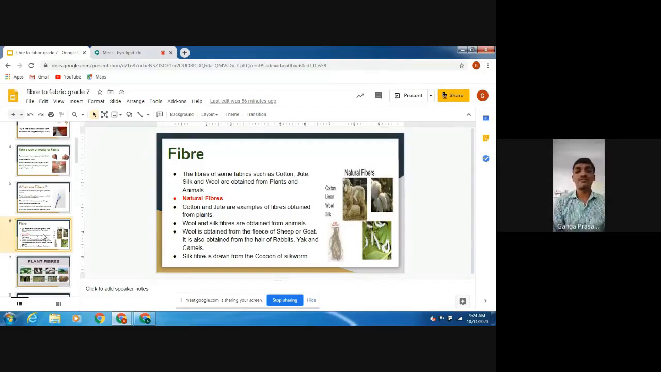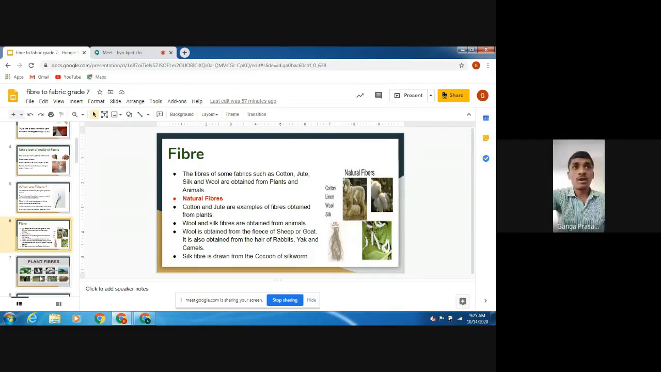There is another definition for synthetic fibers: the fibers which are made by chemical substances are called synthetic fibers. Is it clear? Are you on the same track? Yes, sir.